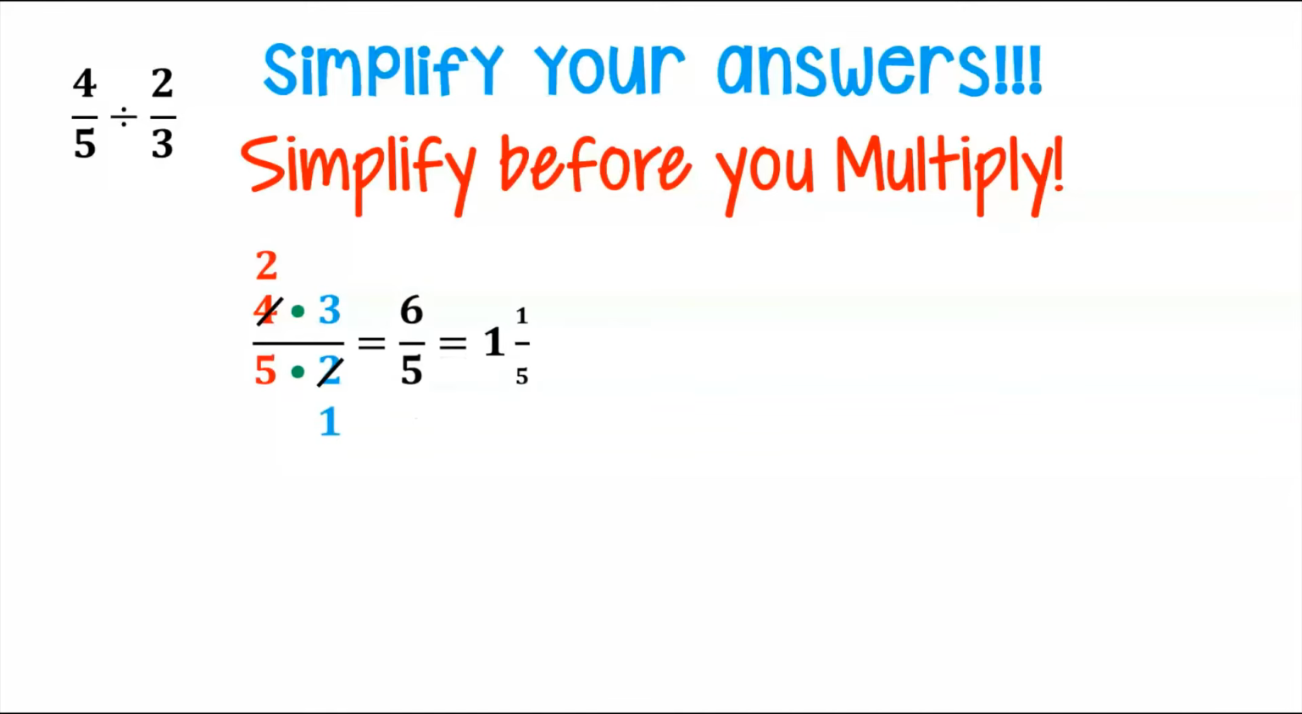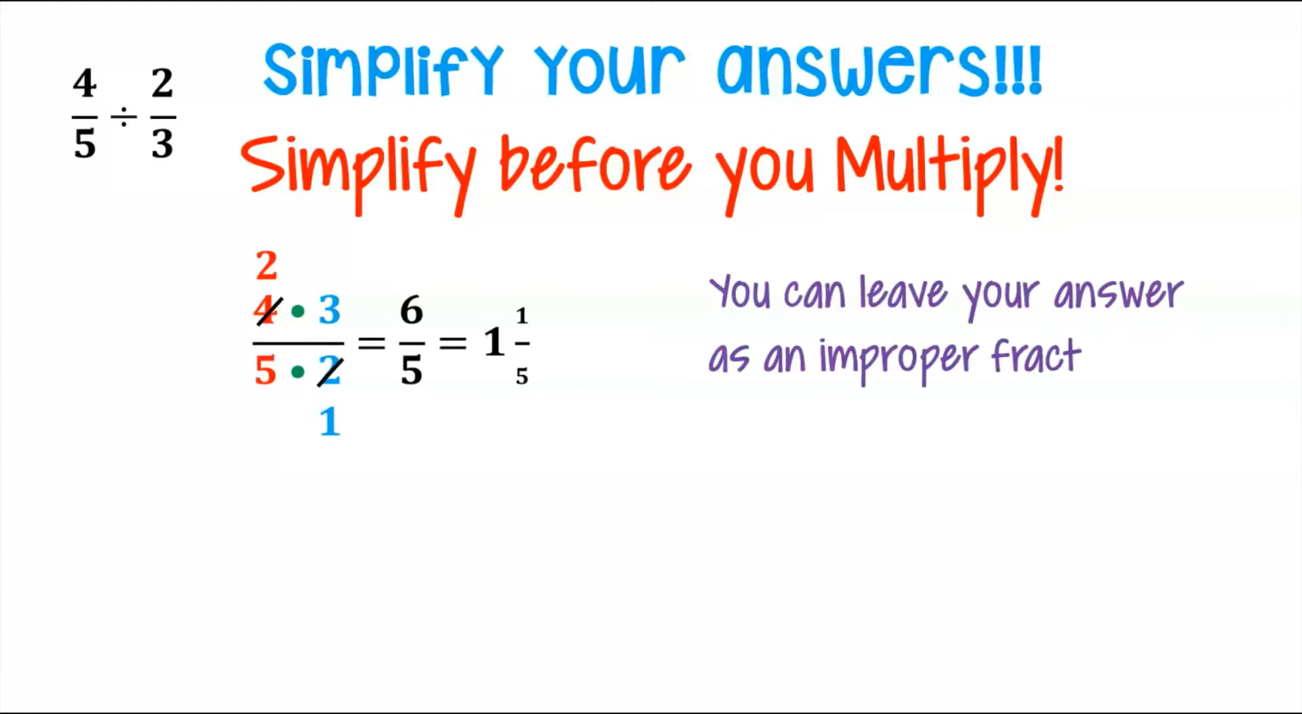That is a perfectly acceptable answer, but it is also equivalent to 1 and 1/5 because there'll be one whole out of 6 pieces. I can make one whole, one group of 5. And I'll have 1 piece left over when I needed 5 to make another whole. You can leave your answer as an improper fraction or a mixed number, but you need to make sure you recognize both of them.